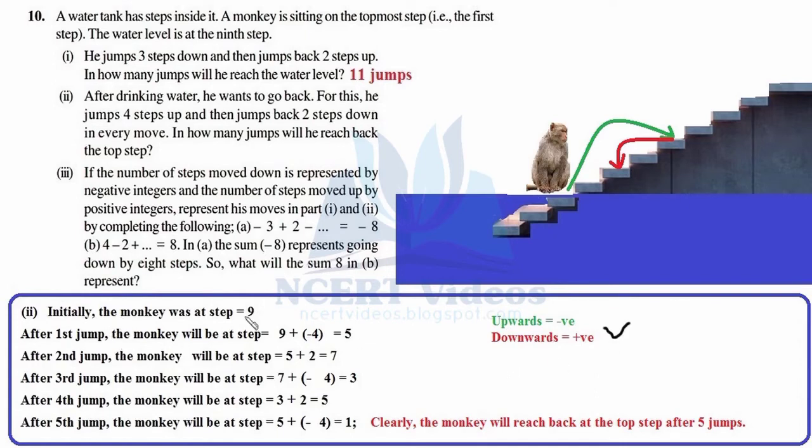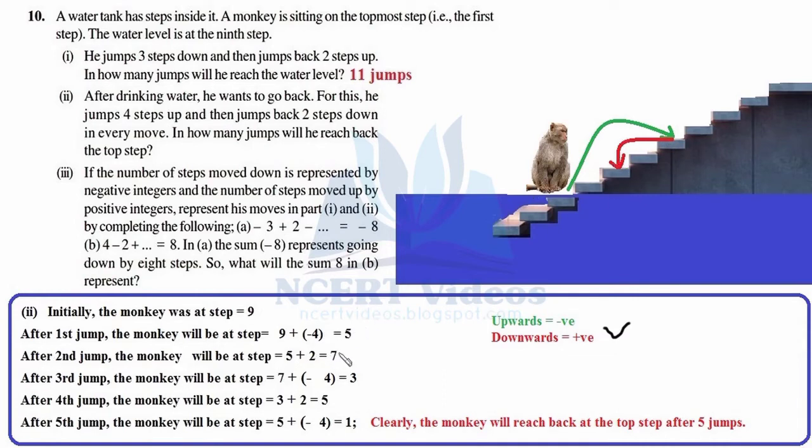Here is the mathematical calculation. So in the first jump, up means negative and down means positive. So after the first jump, the monkey will be at step 9 and he will jump upside, so minus 4, so he will reach the 5th step. And when he comes down, we have to add: from the 5th step, he comes back 2 steps, so he will reach the 7th step. 5 plus 2, that is 7.